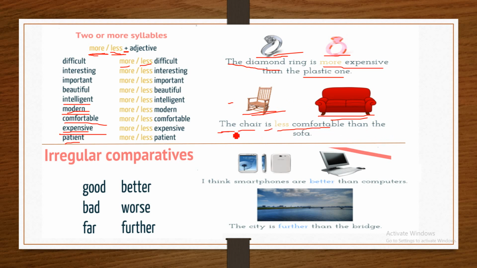The chair is the first object, it is verb to be. Less comfortable is what? It is the comparative adjective. It is more than two syllables. Therefore, we use less or more. We use less for less than. We use more for more than.